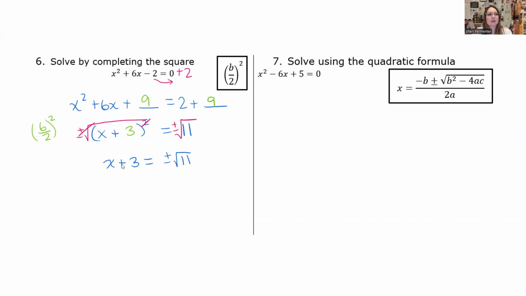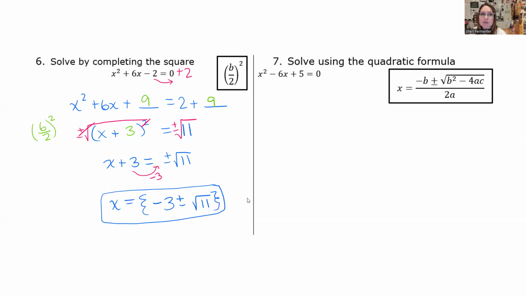To get x by itself, I need to bring over the 3, and so I'm going to subtract 3, but it needs to go in front of the square root. So I'm going to subtract 3, and it will go right in front. So I get x in my solution set, -3, plus and minus the square root of 11. My curly brackets are crazy today, but that's okay. They do not look like parentheses.